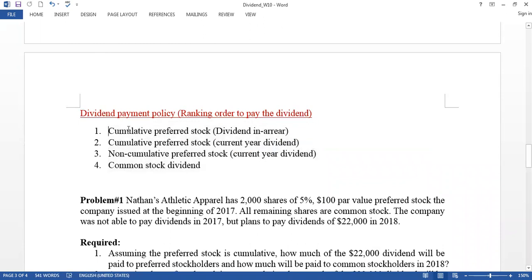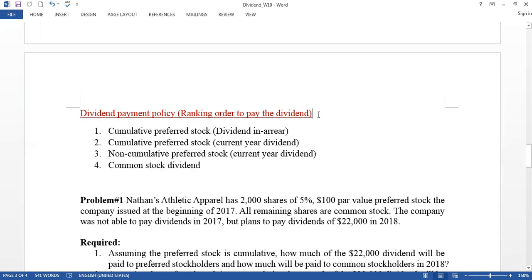First money goes to cumulative preferred stock, but the first payment is for previous year unpaid dividend. Do you understand? First payment is for previous year unpaid dividend. After paying number 1, go to number 2, pay the current year dividend. Clear? Then after paying current year dividend, it goes to preferred stock non-cumulative, only current year dividend. Then the remaining money goes to common shareholder.